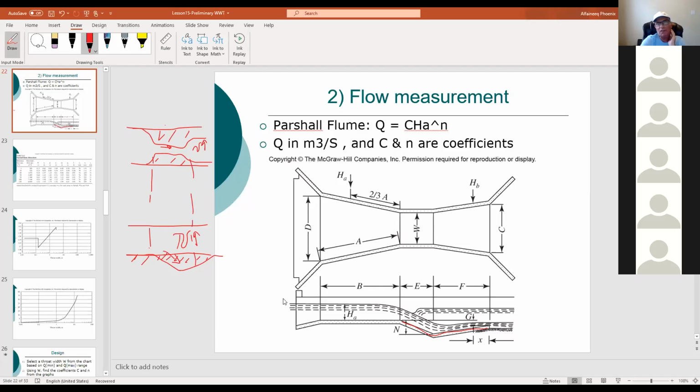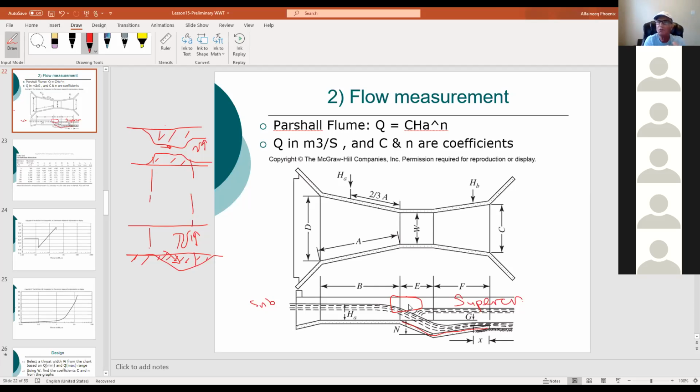And you understand the flow here is subcritical. When you increase the velocity, the flow becomes what? Supercritical. Between them, you have what? The critical flow. Critical flow is the regime between where water goes from subcritical to supercritical.